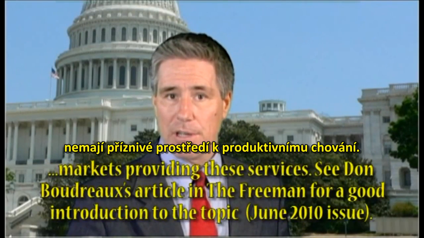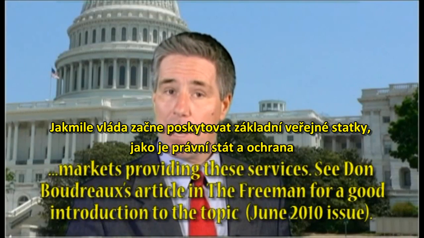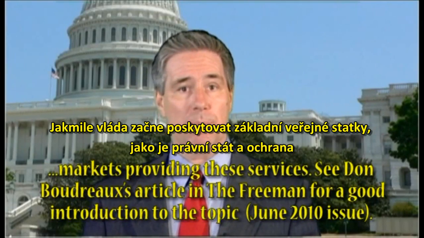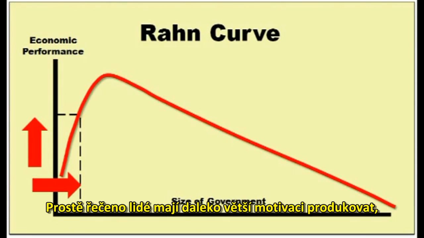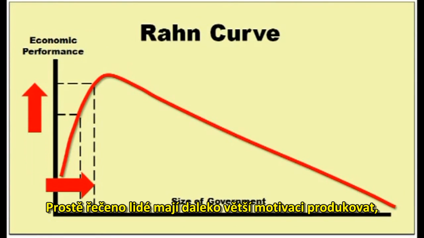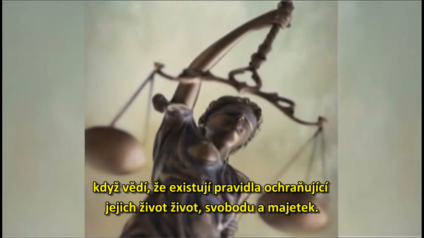productive behavior. But as government begins to provide core public goods such as rule of law and protection of property rights, economic performance improves. Simply stated, people have a much greater incentive to produce when they know there are rules protecting life, liberty, and property.